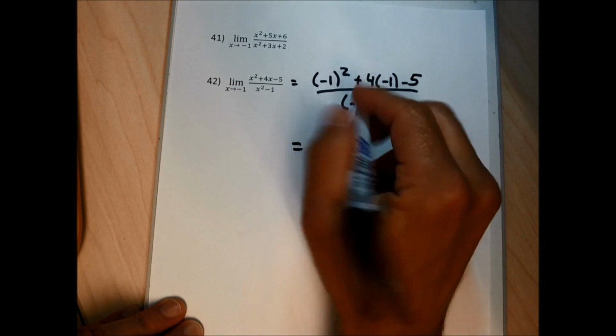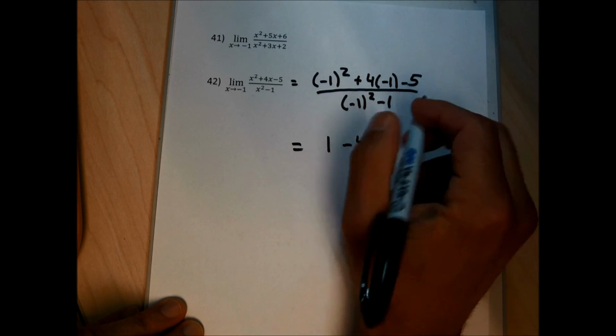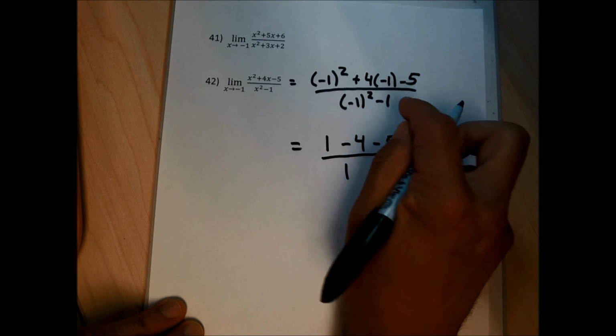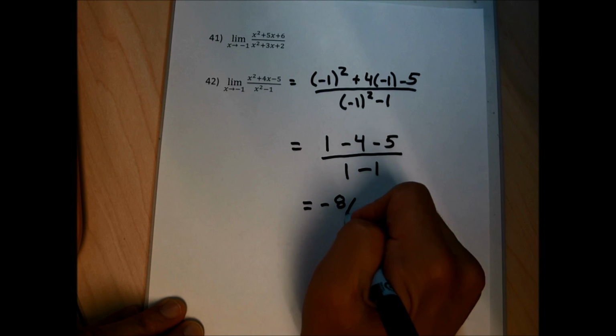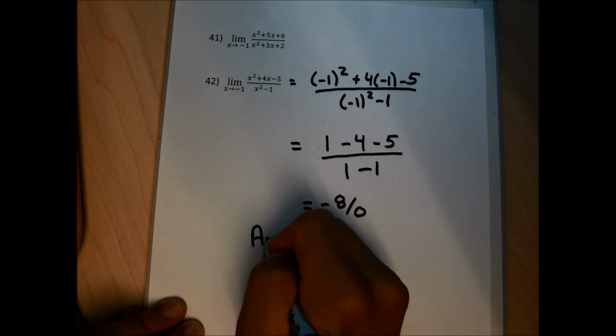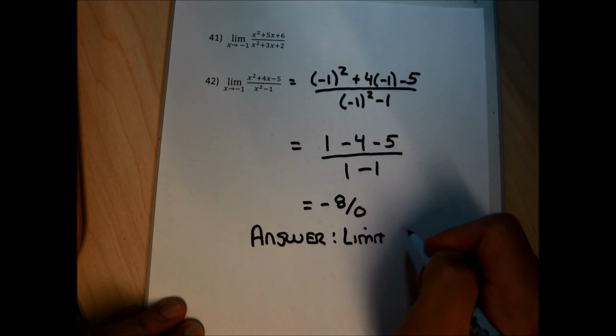So my numerator, negative 1 squared, is positive 1. 4 times negative 1 is minus 4. Minus 5 is minus 5. The denominator, negative 1 squared, is positive 1. Minus 1. I get negative 8 over 0. Again, when I have a 0 in the denominator, if I don't have a corresponding 0 in the numerator, then that limit doesn't exist. If I get a 0 over 0, then there's likely algebra I can do, either factoring and canceling or multiplying by the conjugate to make the limit pop out. But my answer for this is the limit does not exist.